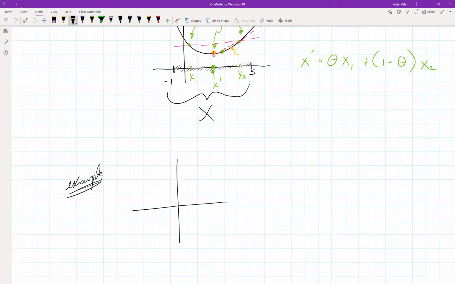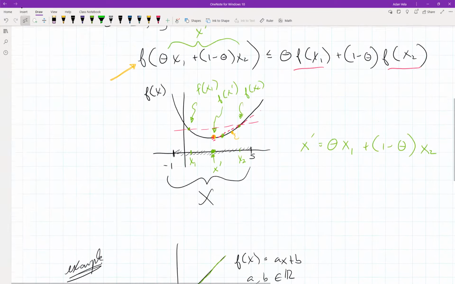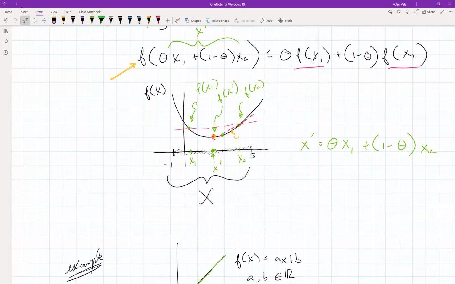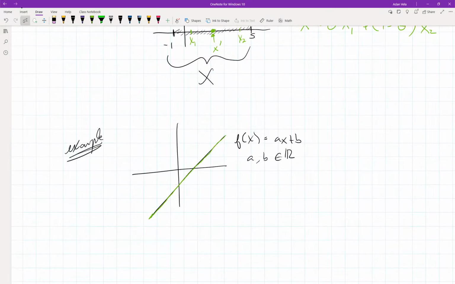So one example that we've already dealt with is just a linear equation. Okay. So here f of x is equal to ax plus b. And as long as a and b are real numbers, then we're okay. This is a convex function, okay? And we can actually prove this if we wanted to. Again, we would just need to check that this inequality holds true. Okay, but you could certainly do it and work it out, and it will absolutely hold true.